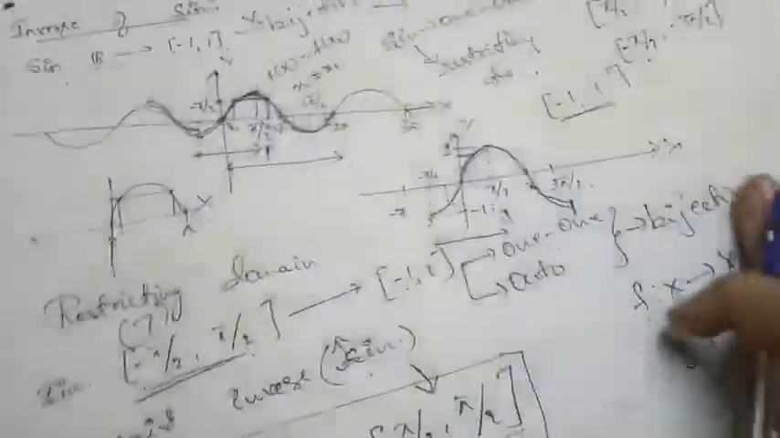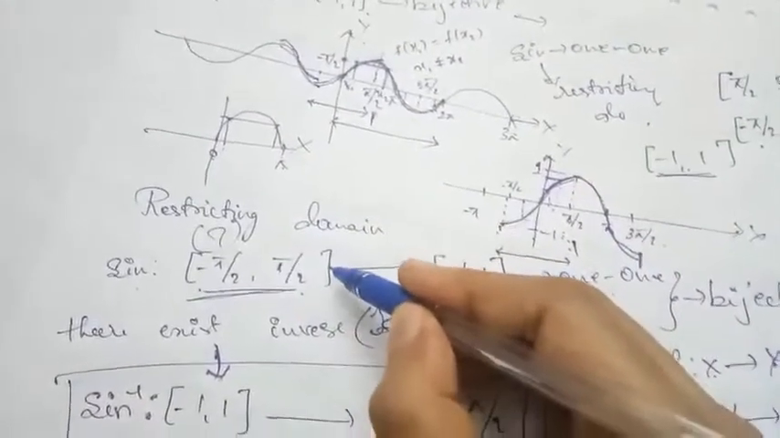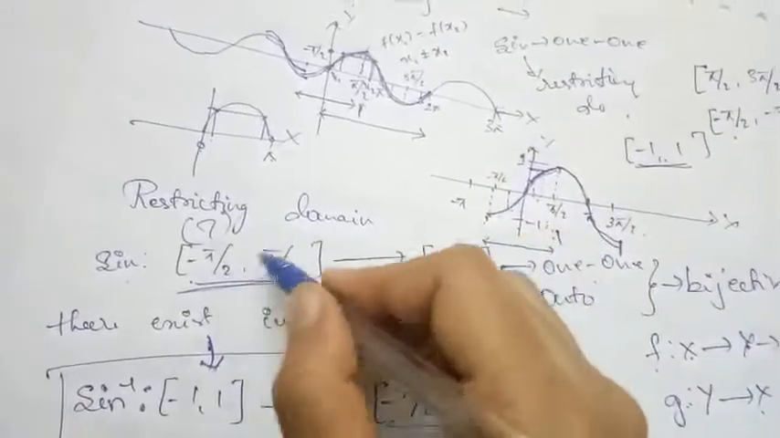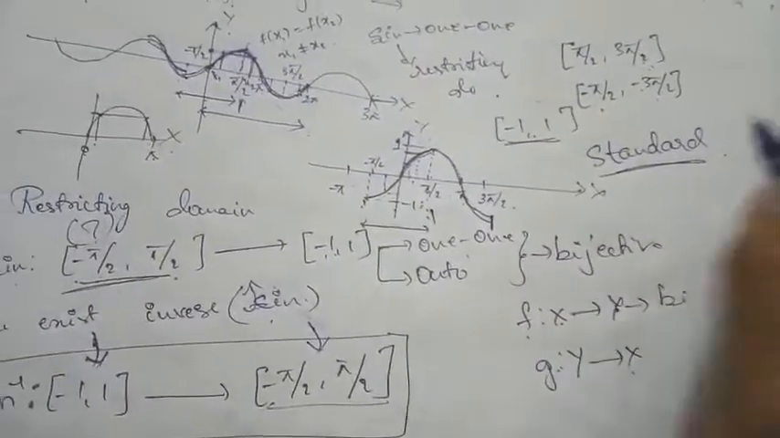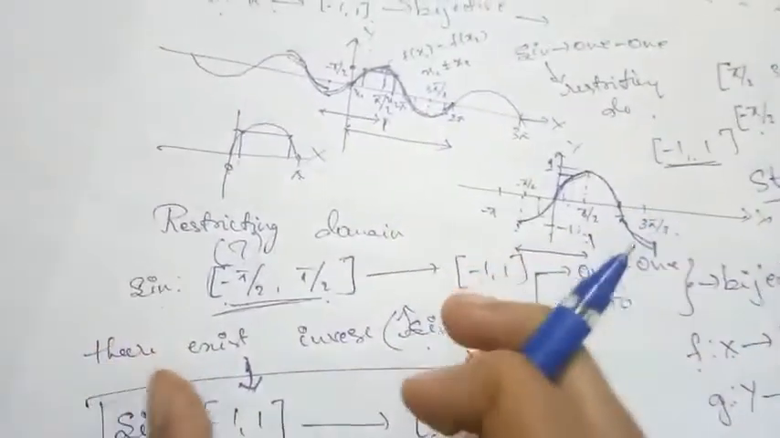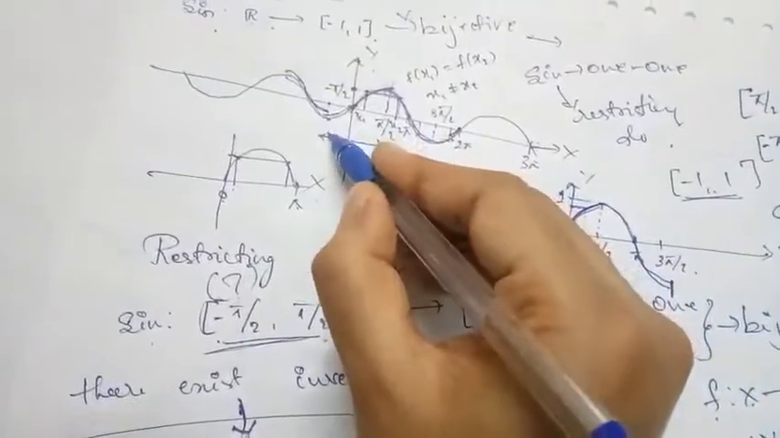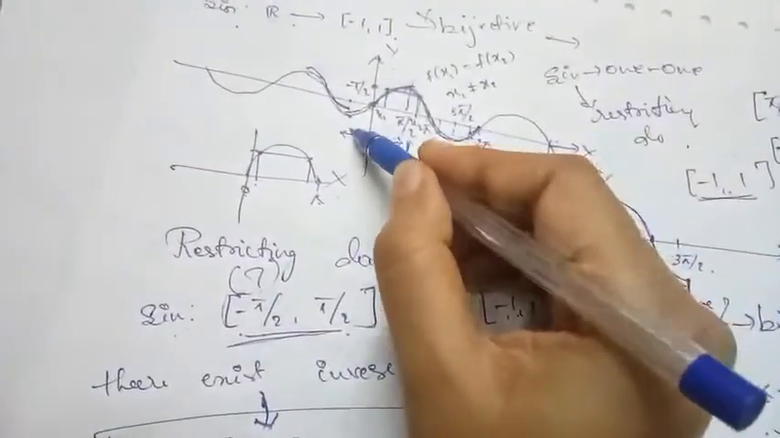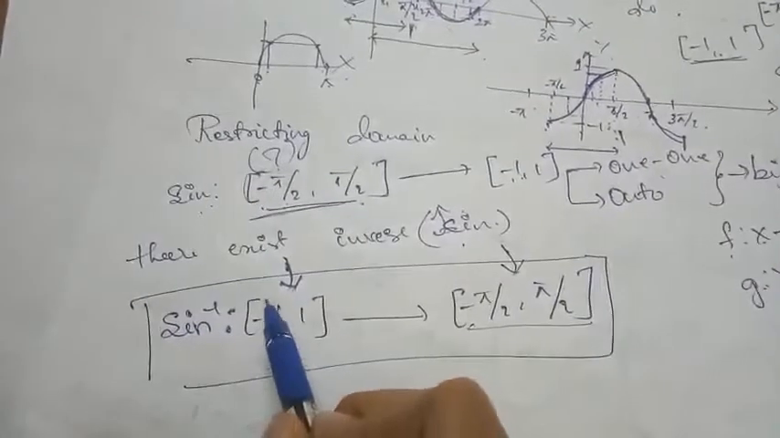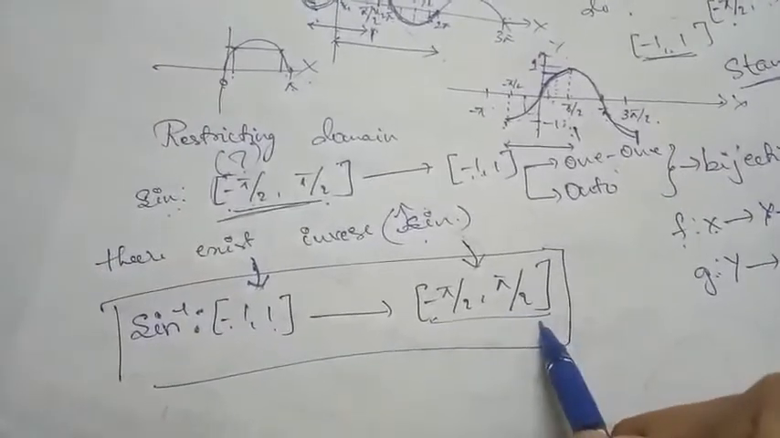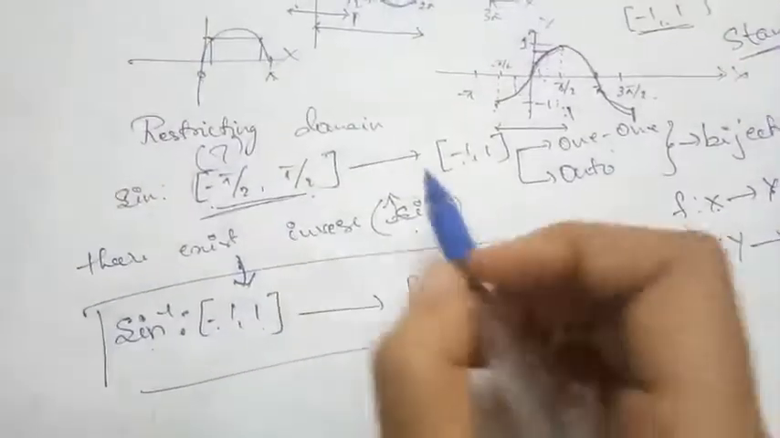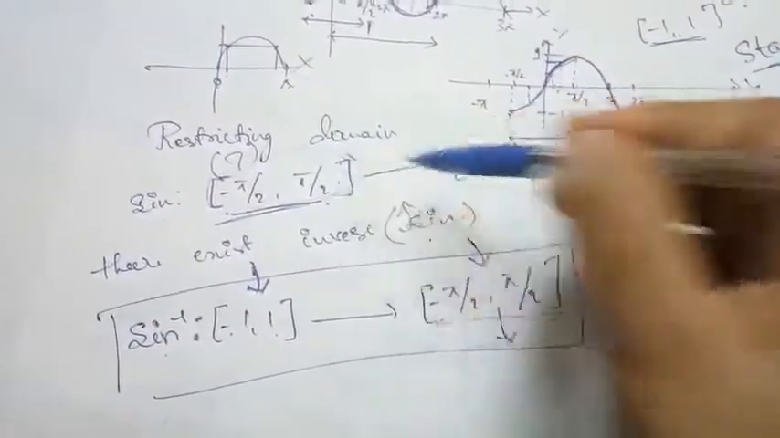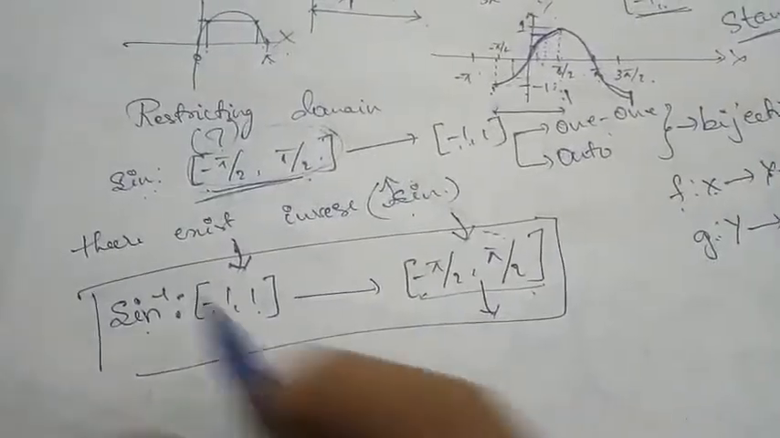This is the question you might have. It is because this restricted domain is called the standard restriction, or the standard value. When we say standard, all over the world, this interval alone is considered as the standard restricted domain. That's why the standard restriction of the domain of the sine function is minus pi by 2 to pi by 2. That's why for the sine inverse function, the domain is minus 1 to 1 and minus pi by 2 to pi by 2 becomes the range. The standard restricted domain of the sine function becomes the range of the inverse trigonometric function, that is, the inverse of sine.